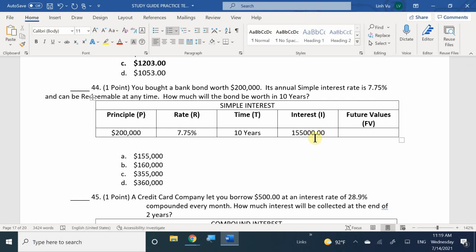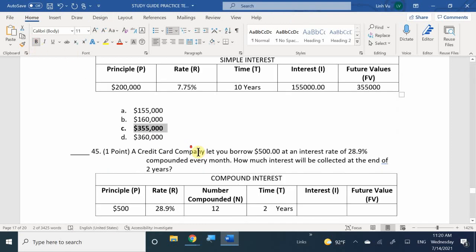Principal plus interest. So therefore, what is 200,000 plus 155,000? 355,000. So your answer here is C. So be careful of the question that it's asking.